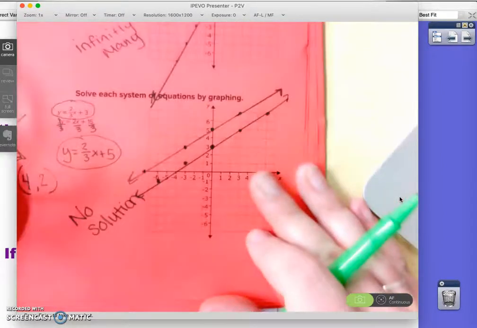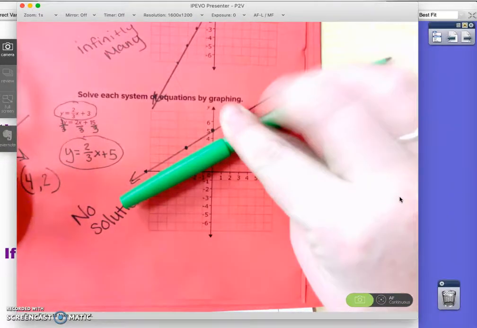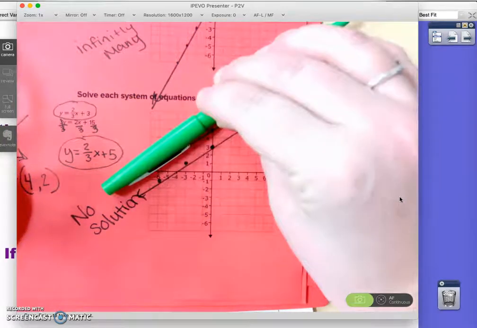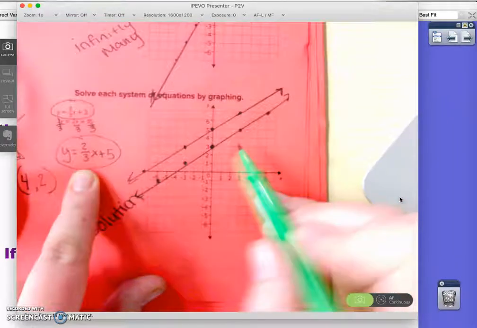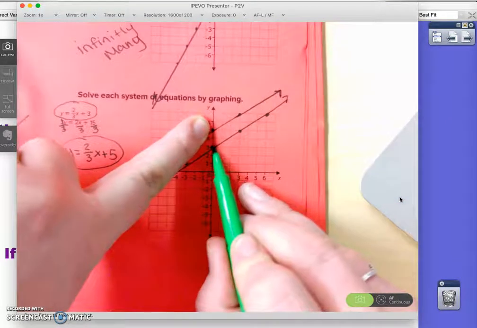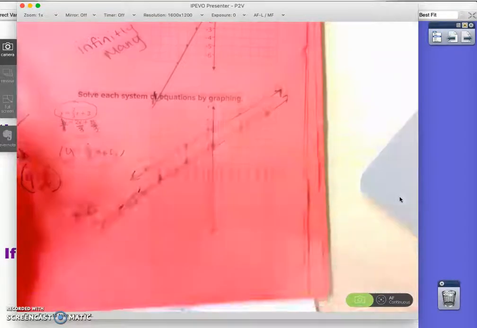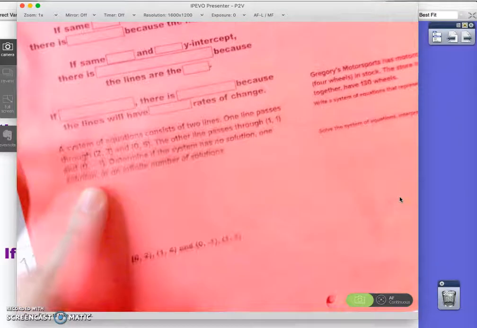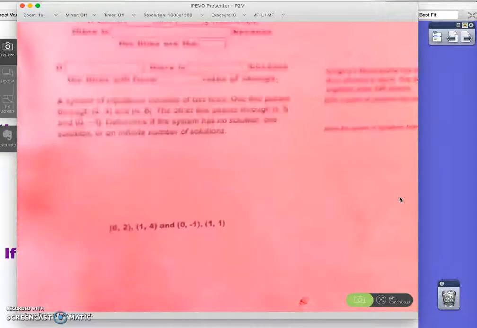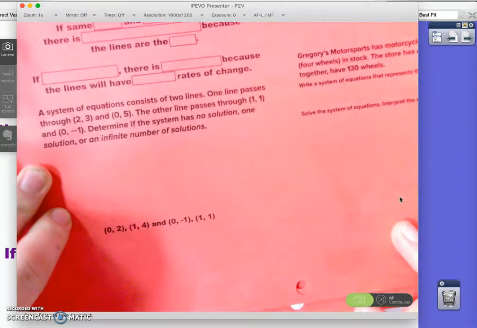And then if they have the same slope but different y-intercepts, one goes through the y-intercept here and one goes through here, that means they're never going to touch. They both go up 2 and over 3. Every time this one goes up 2, this one goes up 2, and then they go over 3. They'll never intersect. Okay? But you can look at the information and decide whether it's going to have one solution, no solution, or infinitely many by figuring out first if they have the same slope.